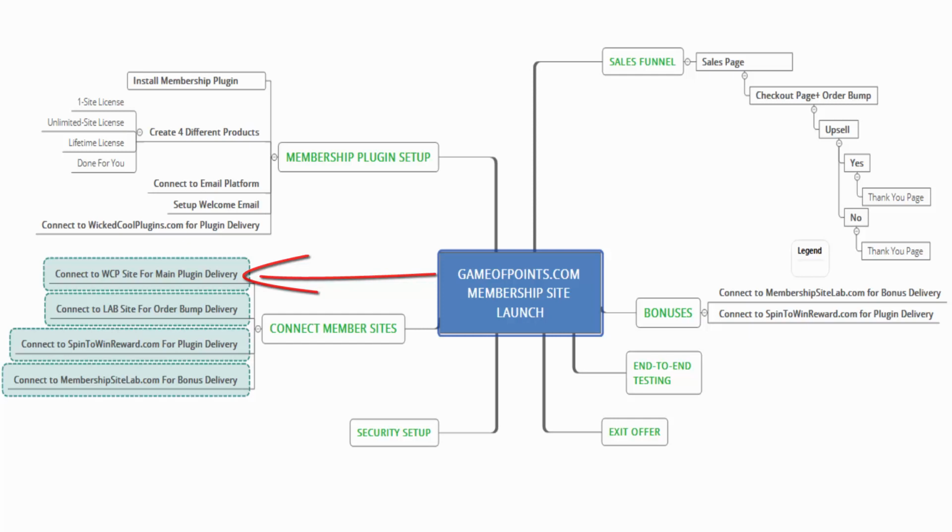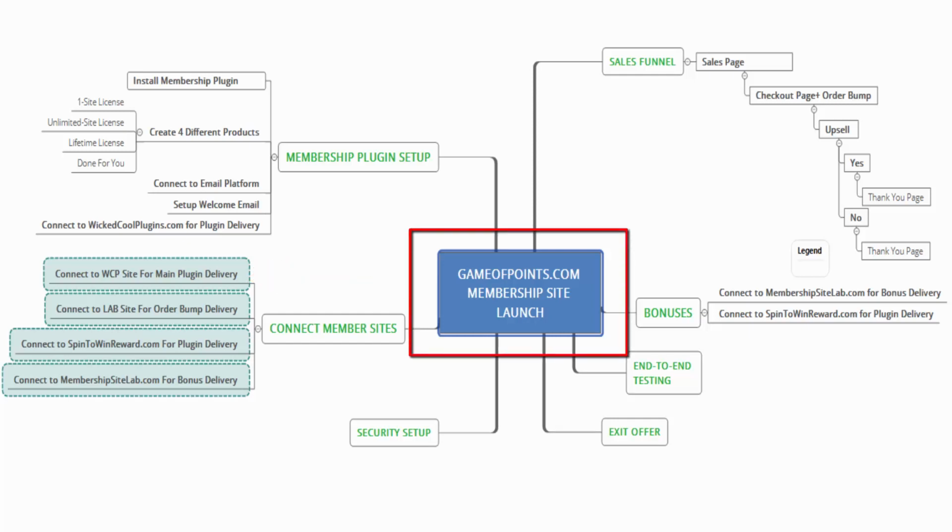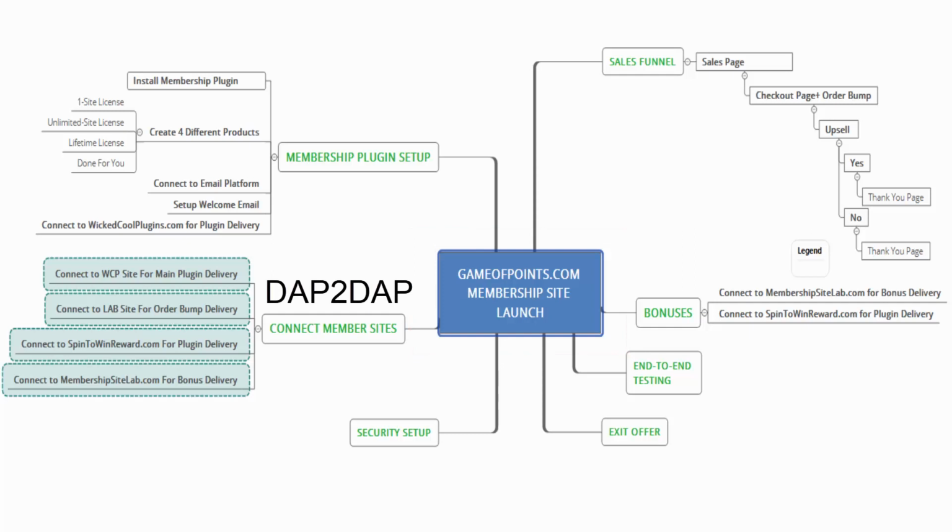Now, the sales site is not just a sales site. Game of Points is actually a membership site in itself, because ultimately I'm going to offer courses and other things from this site. So this is going to be a membership site in itself. So again, I have a plugin called Dap2Dap, and that allows me to connect 2 different membership sites powered by DAP. So I had to use that to connect my sales site and my plugin delivery site.